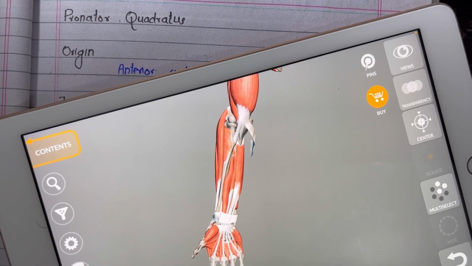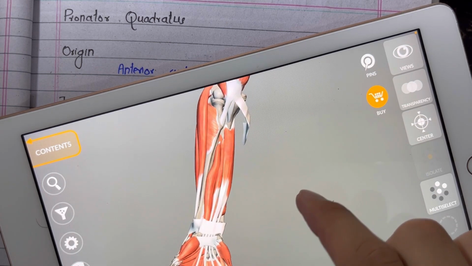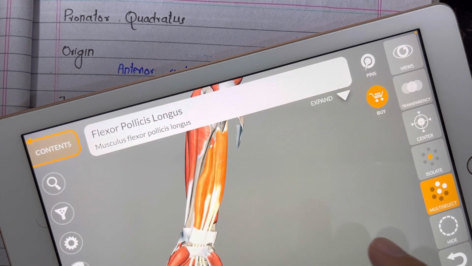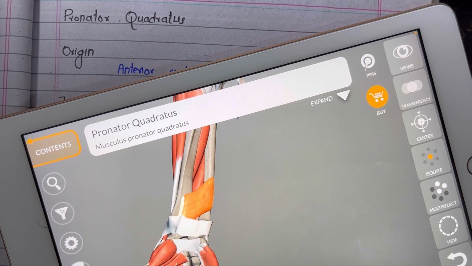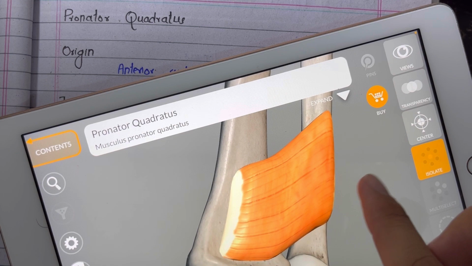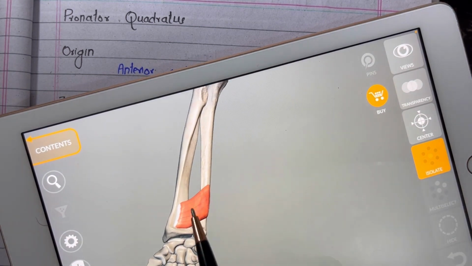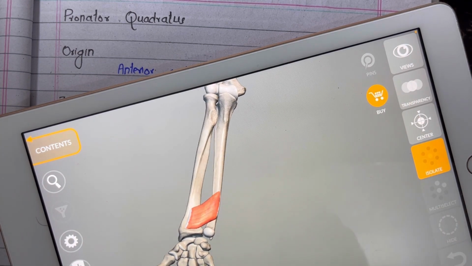Now student, we will discuss the last muscle of the deep layer of the anterior compartment of the forearm, which is the pronator quadratus muscle. Student, the pronator quadratus muscle is present deep to the two muscles of the deep layer of the anterior compartment. So this is the pronator quadratus muscle. Student, the pronator quadratus muscle originates from the anterior surface of the radius bone, and it originates into the anterior surface of the ulnar bone.